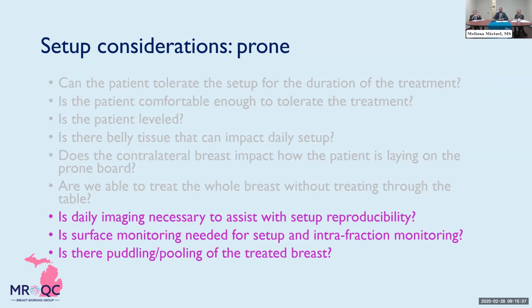We can spend a long time discussing each of these points, but today we're going to be focusing on the latter three and looking at each of these individually a little bit more.